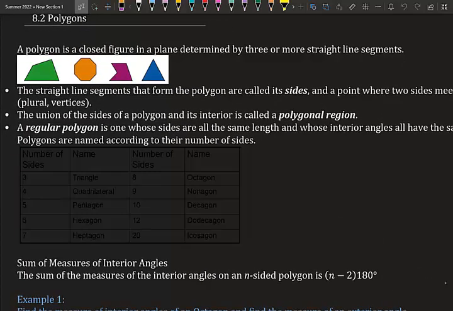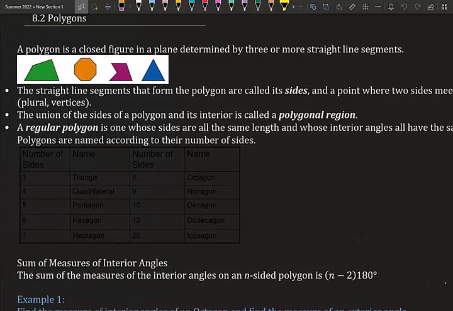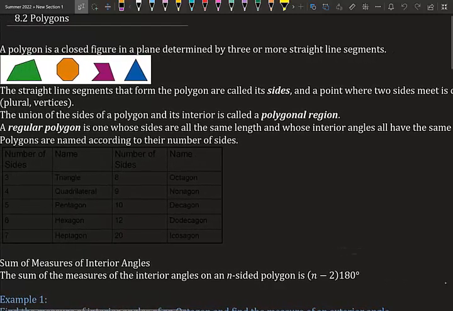The straight line segments that form the polygon are called its sides, and a point where two sides meet is called a vertex. Plural is vertices. The union of the sides of a polygon and its interior is called the polygonal region. A regular polygon is one whose sides are all the same length and whose interior angles all have the same measure.